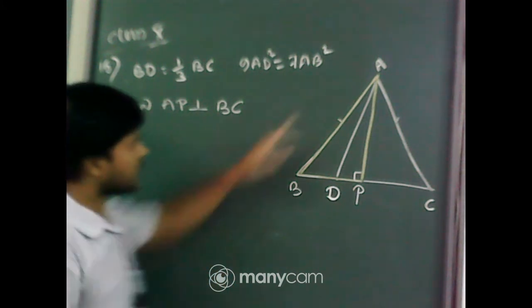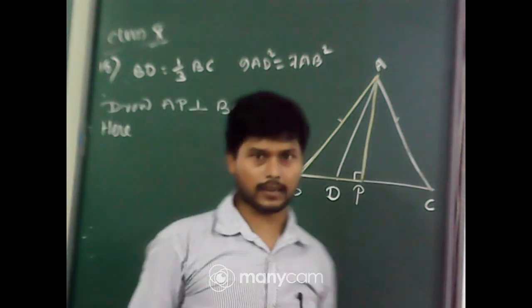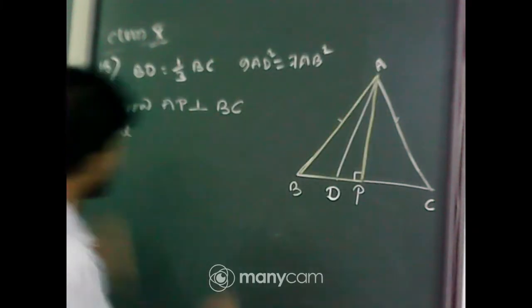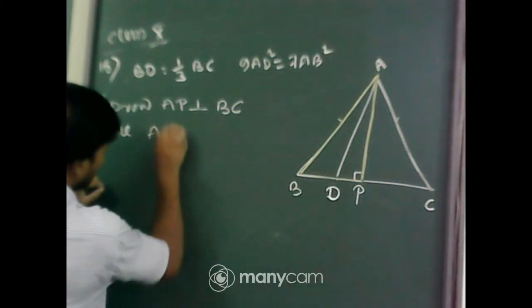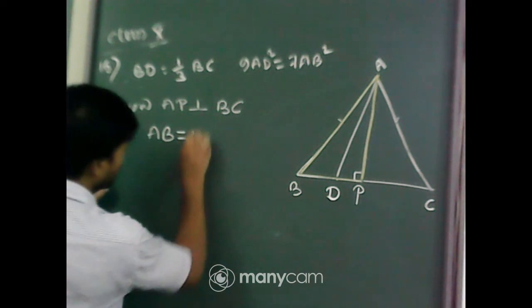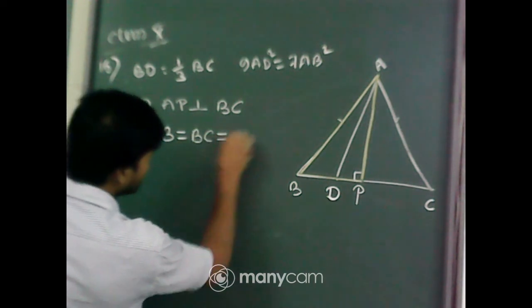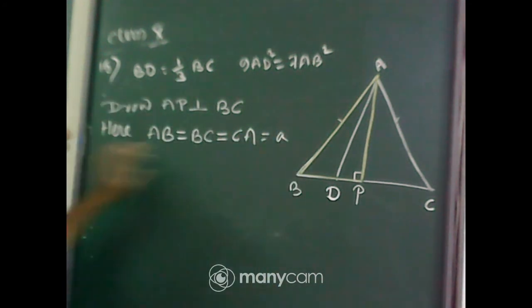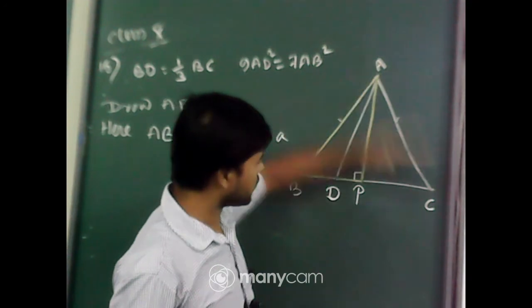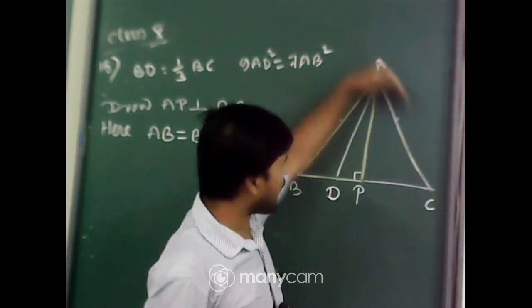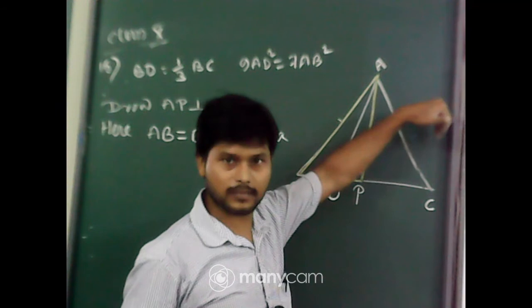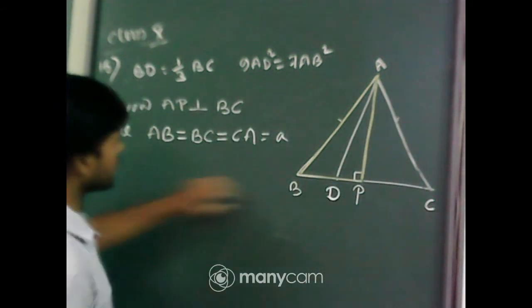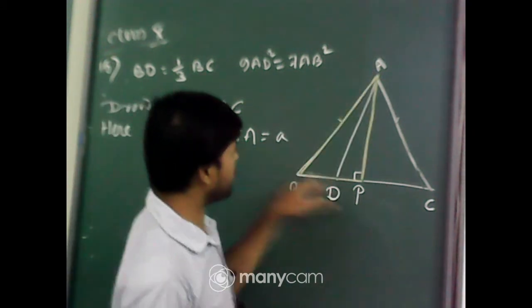It is given that ABC is an equilateral triangle. Equilateral triangle means all its sides are equal. That means we can say that the length of AB is equal to BC is equal to CA. We are considering that each side is of length A, not C, A.